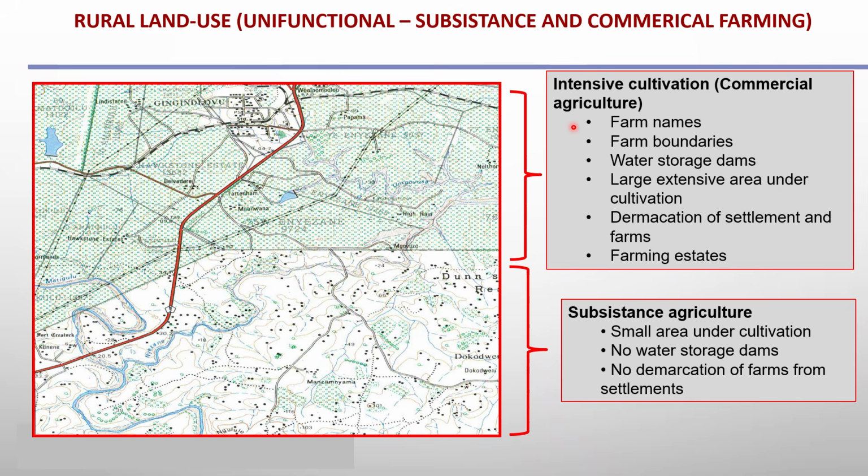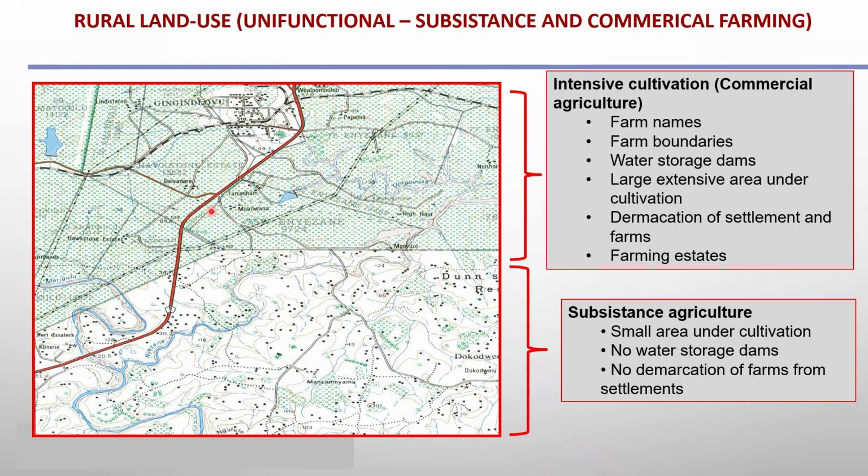First of all, the farms have names. If you go to these farms, each one of them, you can see here as I'm pointing with my pointer, they have names. These farms have names. You will see names on each farm. That's how you know that it is commercial. It's on a large scale.